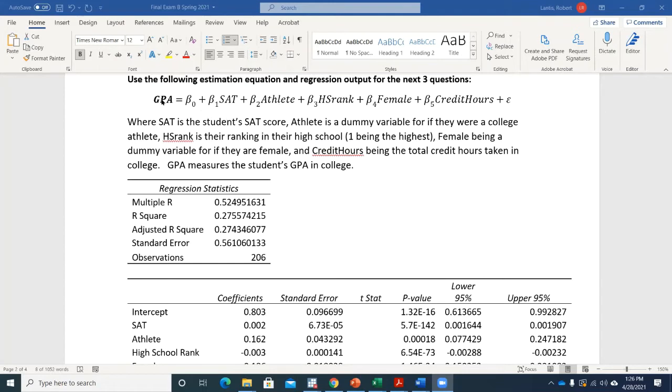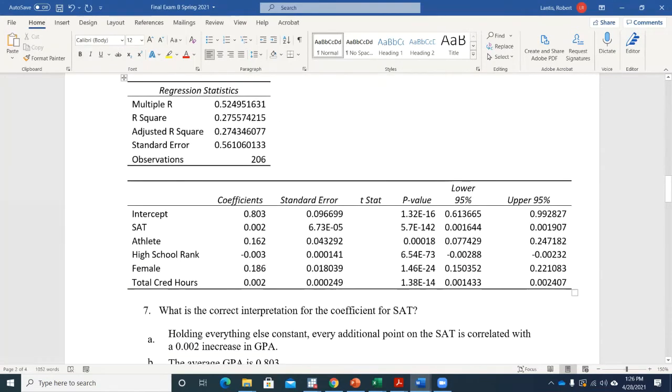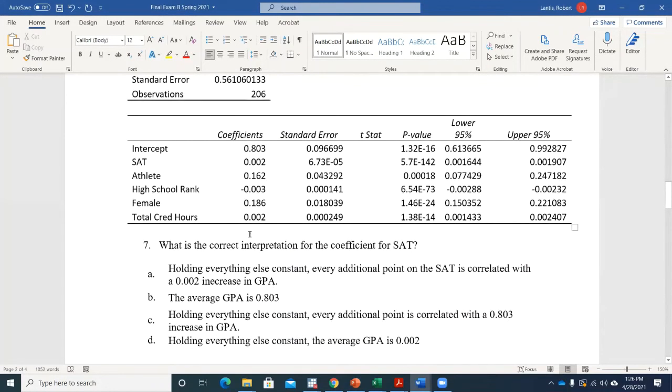So let's say I'm trying to predict GPA, and I've got these 5 different variables: the SAT score measured in points, an athlete variable, which is a 1 if they were an athlete, 0 if not, their high school ranking, female, which is a 1 if they're female, 0 if not, and then the total credit hours taken, factored into this GPA. So I run this regression and I get this output.